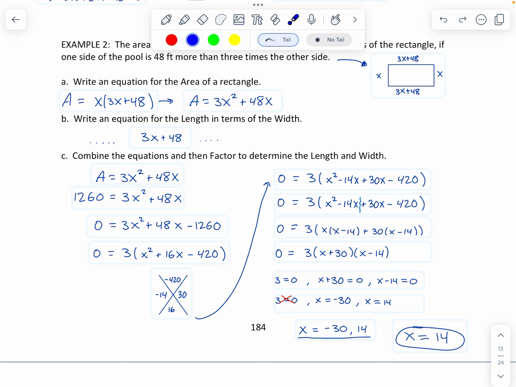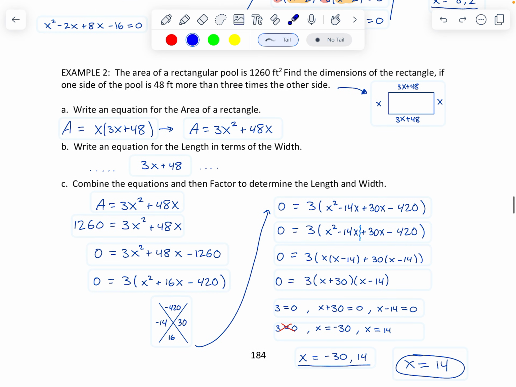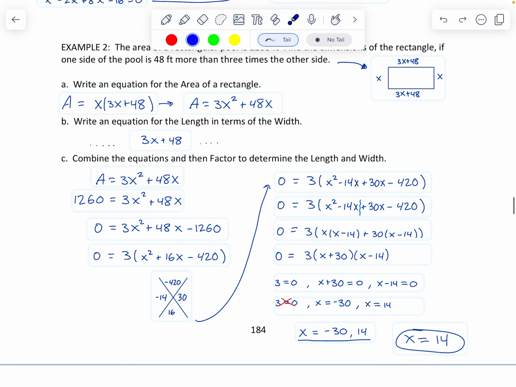Now, thinking about the context of this problem, we're looking for area of a rectangle. We're looking for a length and a width. Our x can't be negative. Can't have a negative length, can't have a negative width.